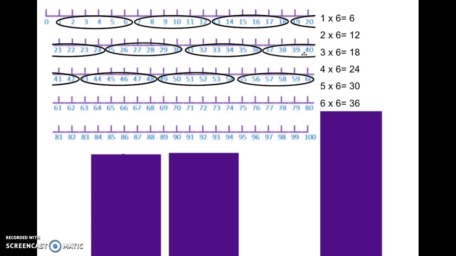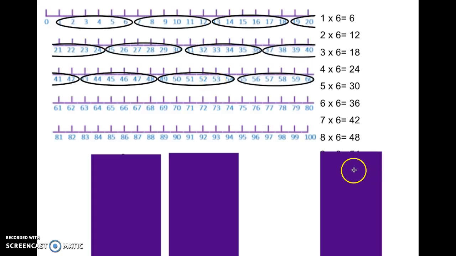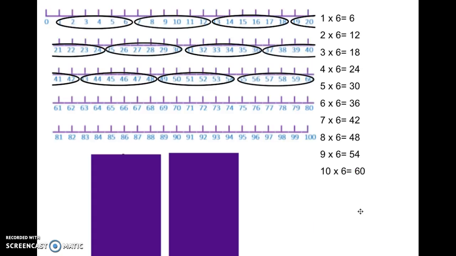7 sets of 6 is 7 times 6, which is 42. 8 sets of 6 is 8 times 6, which is 48. 9 sets of 6 is 9 times 6, which is 54. And lastly, 10 sets of 6 is 10 times 6, which is 60. Now go ahead and take a look and see if you can think of any patterns that you might see.